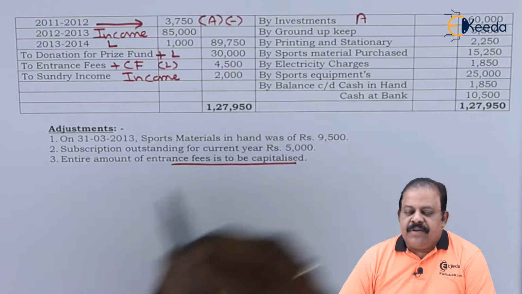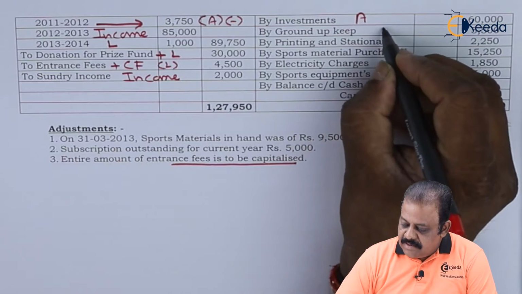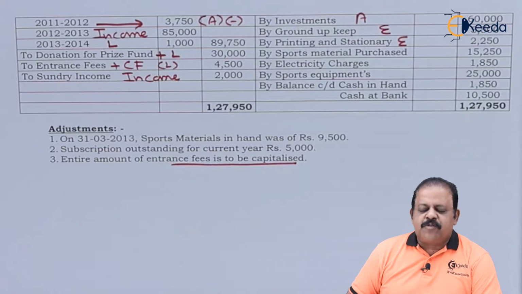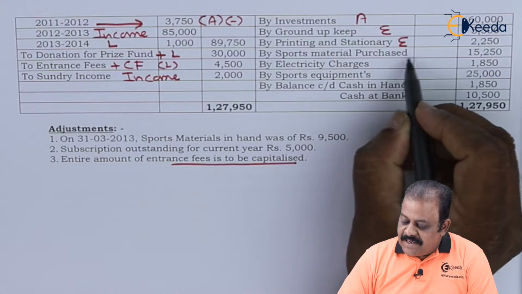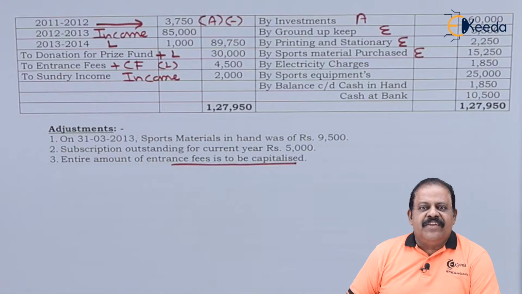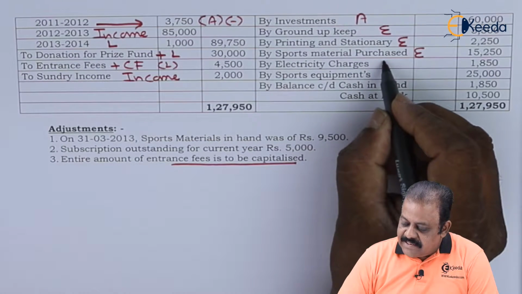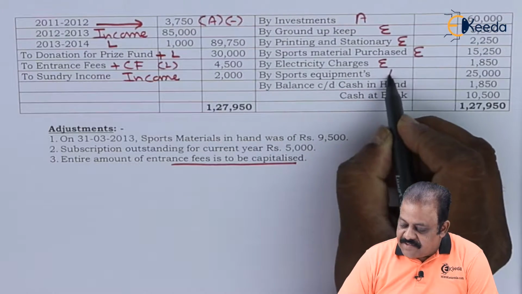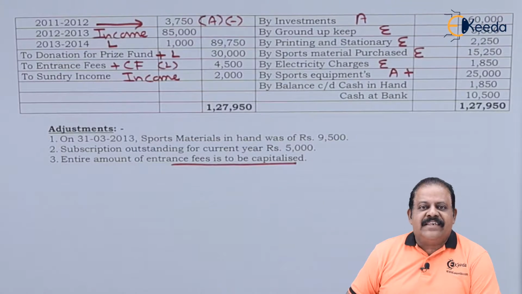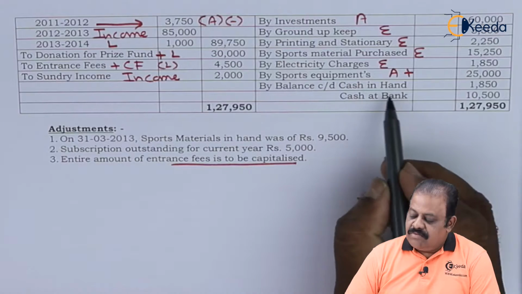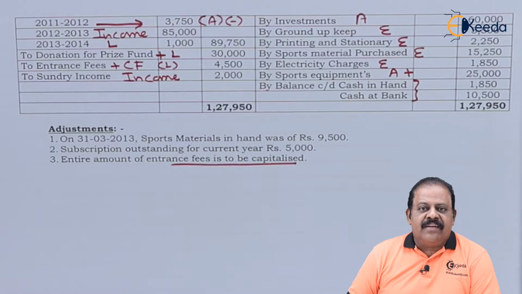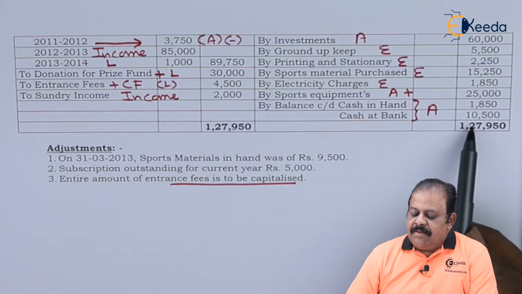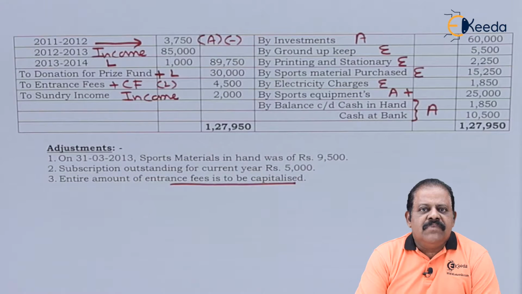Ground upkeep. This is expense recorded as expenditure. Printing and stationery, expenditure. Sports material purchased will be recorded as expenditure. Electricity charges, expenditure. Sports equipment purchased, this will be added to asset. Balance carried down, cash in hand, cash at bank, this will be recorded as asset. Closing balance of cash in hand and cash at bank will be recorded as asset in the new balance sheet.